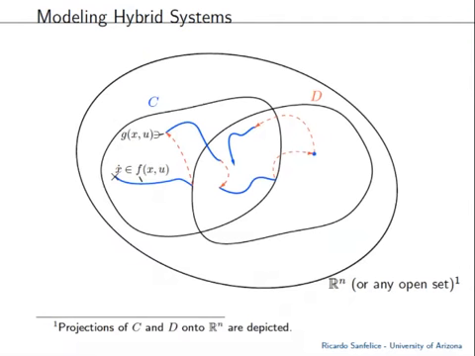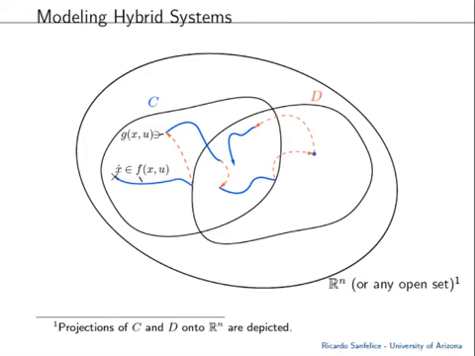So now we can put this in the picture I had before. Every time that the trajectory flows, it needs to be in the flow set, the set C, and every time that the trajectory jumps, it needs to be in the jump set, the set D, and those evolutions should be given by the equations or the inclusions that I mentioned before, okay?